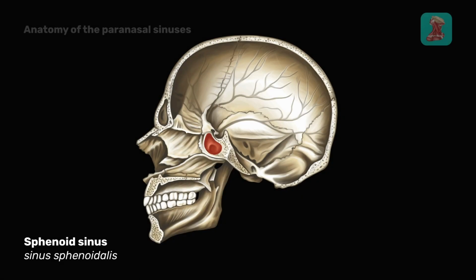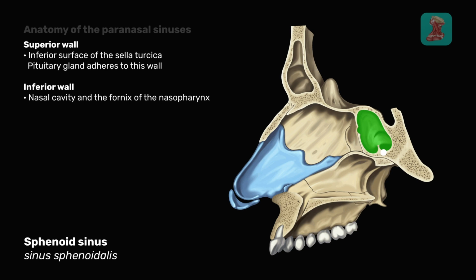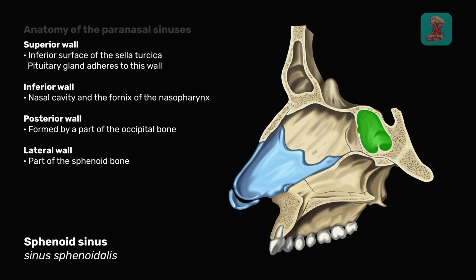The sphenoidal sinus is a paired sinus located in the sphenoid bone. The superior wall of the sphenoidal sinus is the inferior surface of the sella turcica. The pituitary gland adheres to this wall. The inferior wall consists of the wall of the nasal cavity and the fornix of the nasopharynx. The posterior wall is formed by a part of the occipital bone. The lateral wall is quite thin. It is part of the sphenoid bone and borders on the cavernous venous sinus and the internal carotid artery.